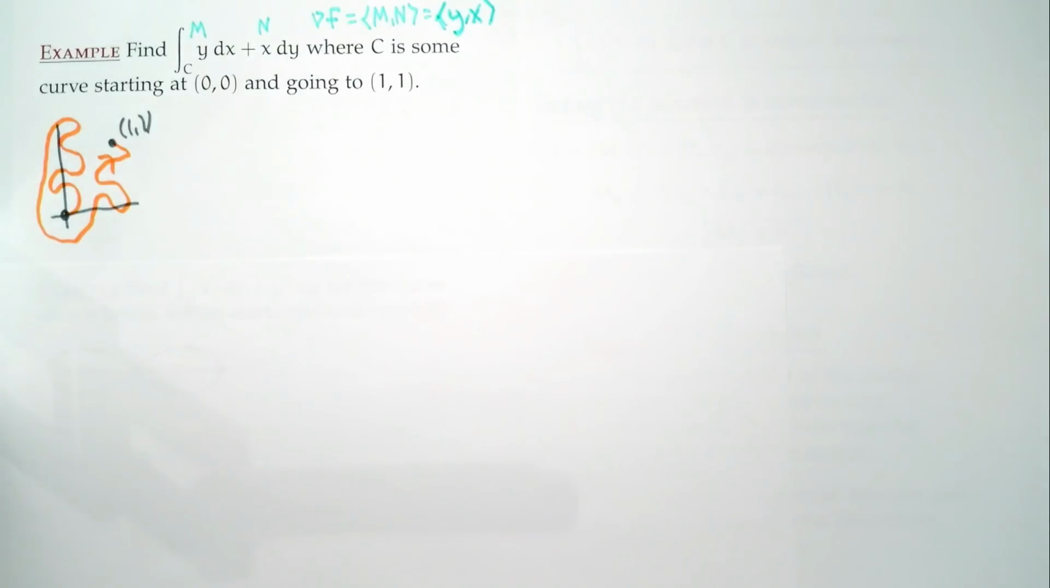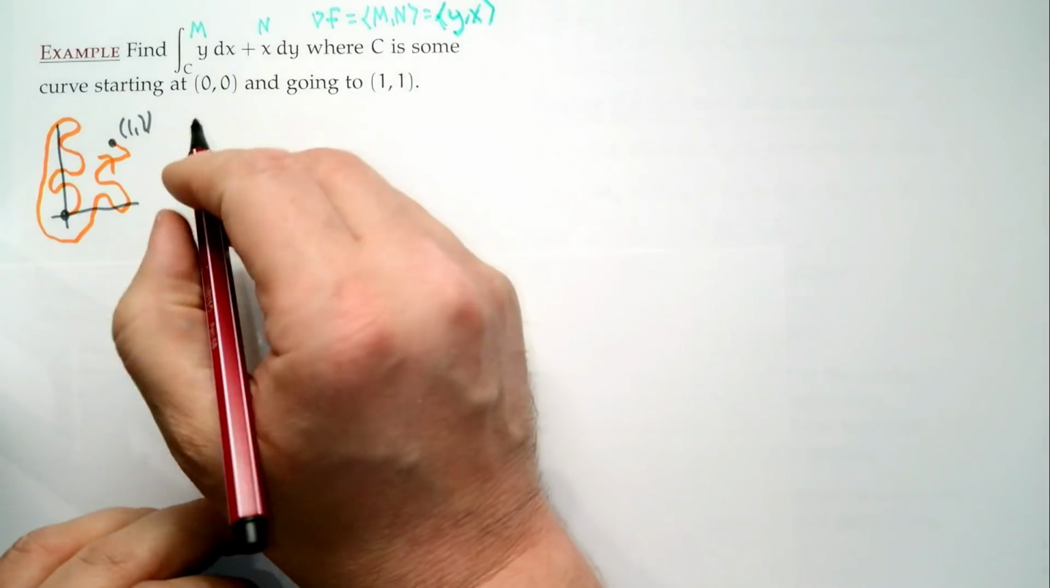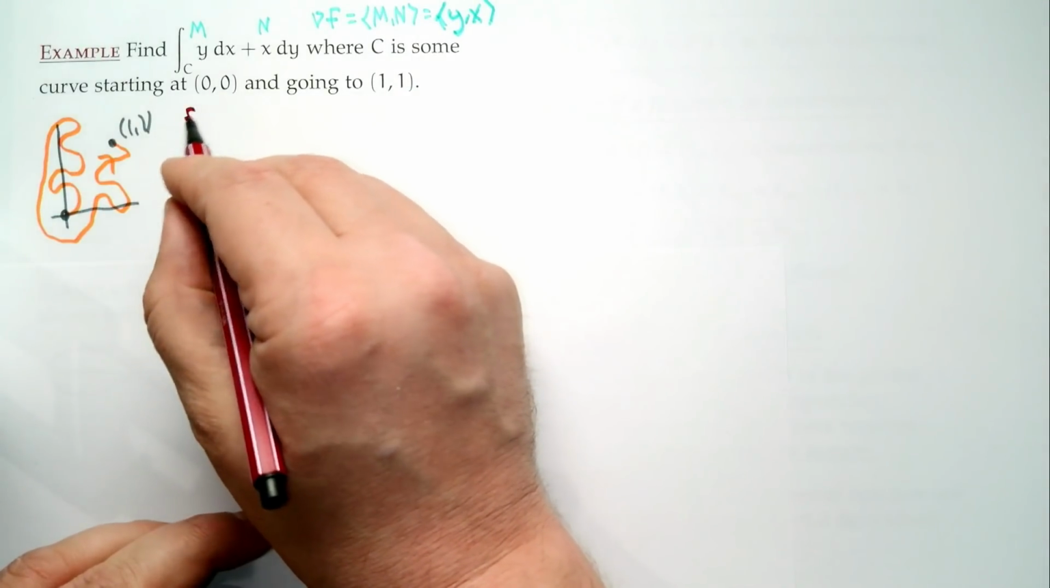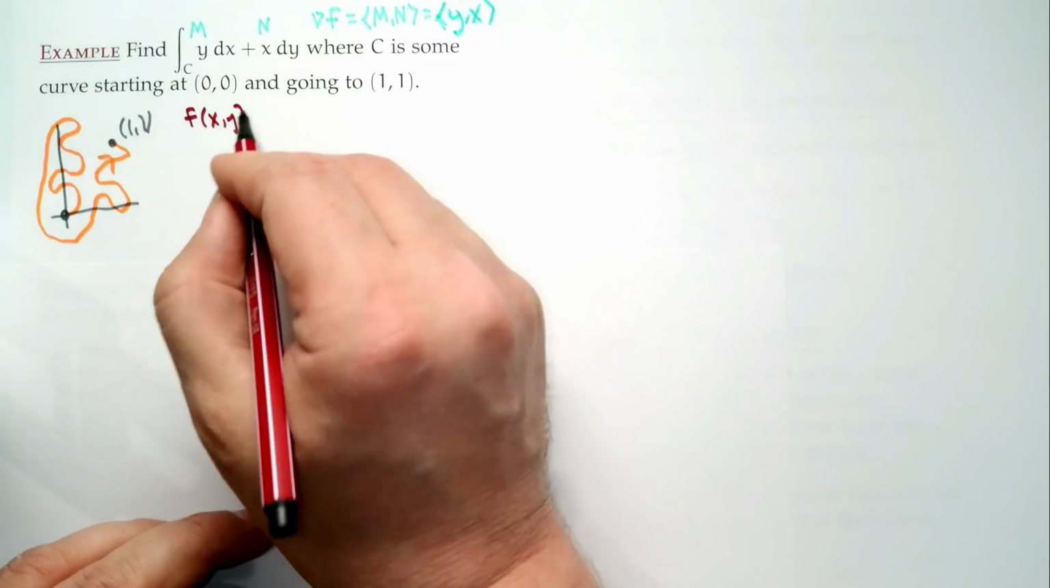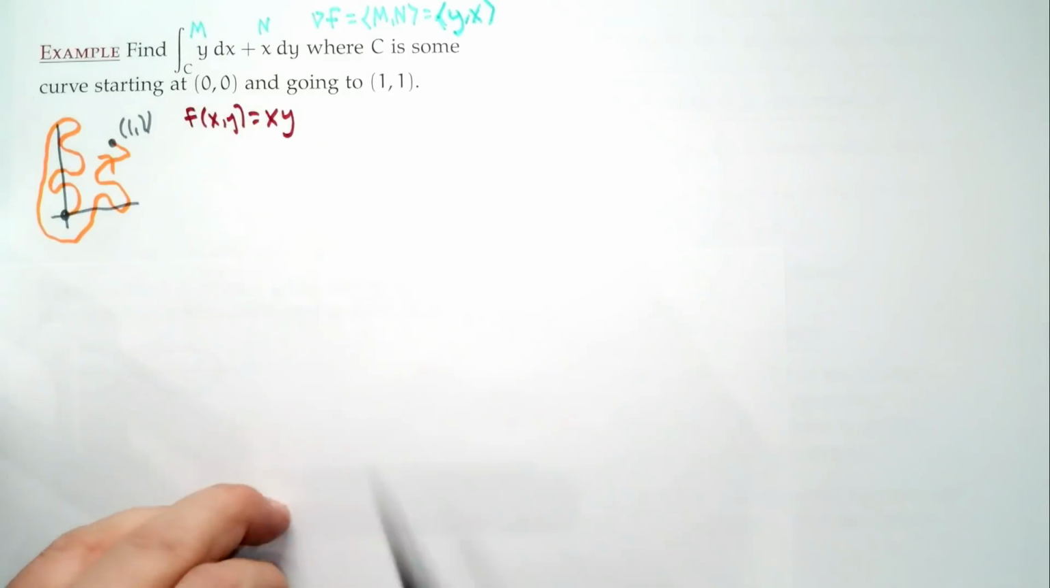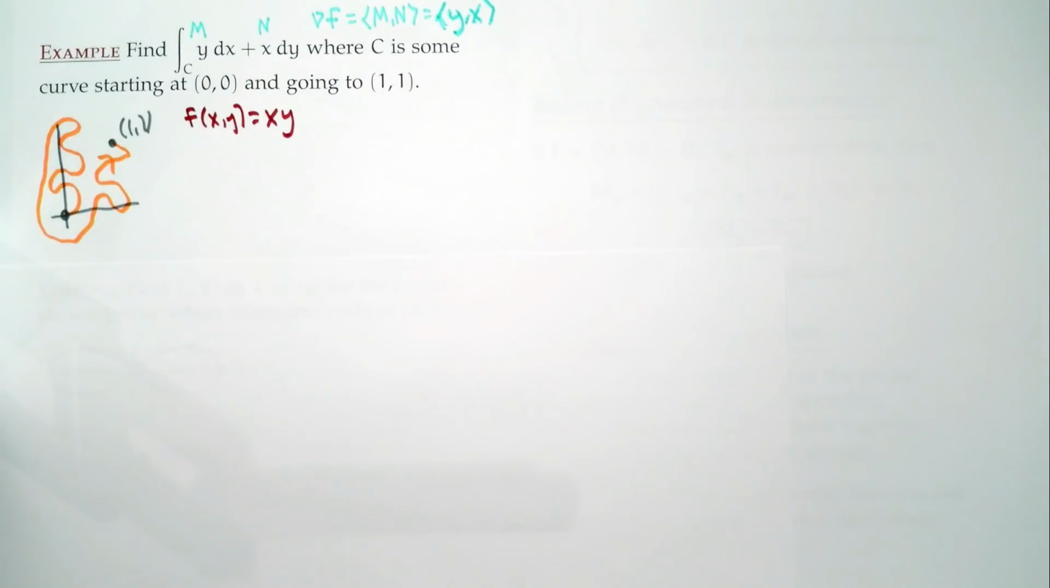Can we think of any function with this property? Yeah, xy. So it turns out that one function which does this is f of x, y equals the product, x times y. And now, if you're not convinced, you can check. And lo and behold, it does work.